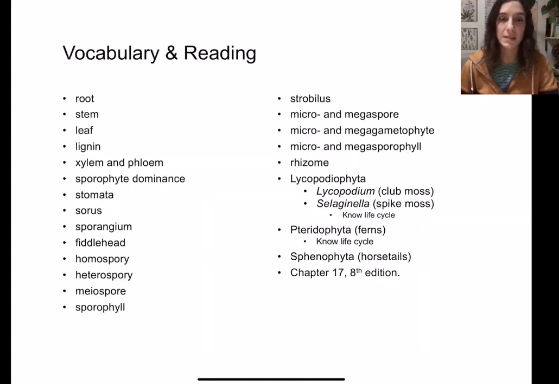Here's your vocab list. Notice chapter 17 in the 6th, 7th, or 8th edition. We'll get you most of the definitions here and some of the figures that you'll be seeing too.